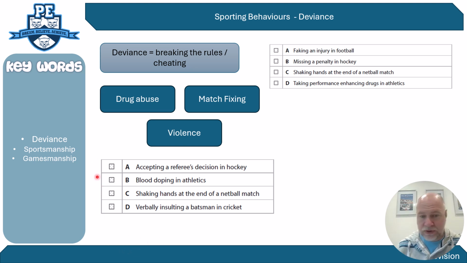So this point here, deviance would be the doping in athletics. The accepting referee's decision would be fair play. Shaking hands would be fair play. And verbally insulting a batsman in cricket is more gamesmanship. Faking an injury in football, missing a penalty, shaking hands at the end of the game, and taking performance-enhancing drugs. And you can see the theme of performance-enhancing drugs as deviance. Faking injury would be more gamesmanship. Missing a penalty in hockey, there's nothing, it's just missing it. And shaking hands is your fair play.